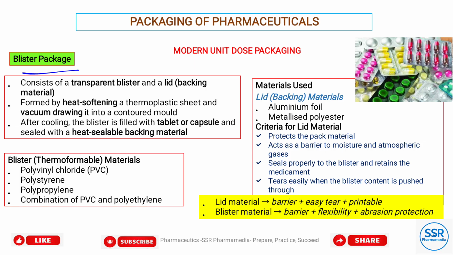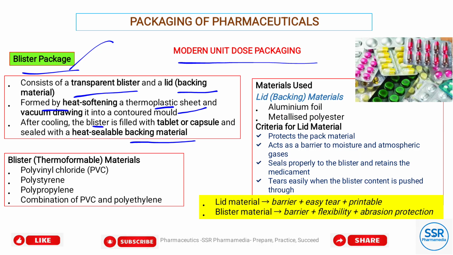So next is blister packing, a modern unit dosage form. Under that we are going to discuss blister packing. It consists of a transparent blister and lid or backing material, formed by heat softening a thermoplastic sheet and vacuum drawing it into a contoured mold. After cooling, the blister is filled with tablets or capsules and sealed with a heat sealable backing material.